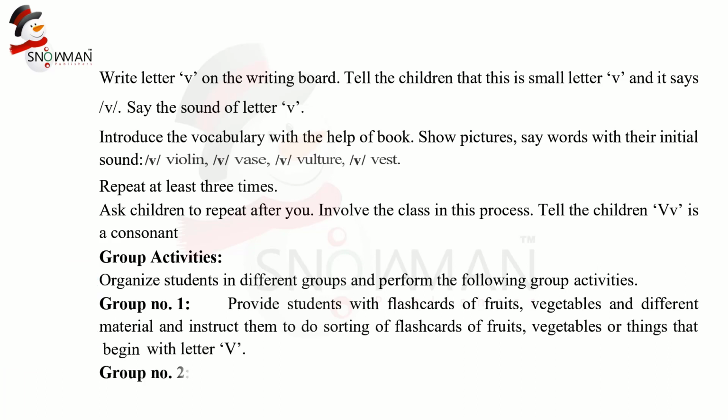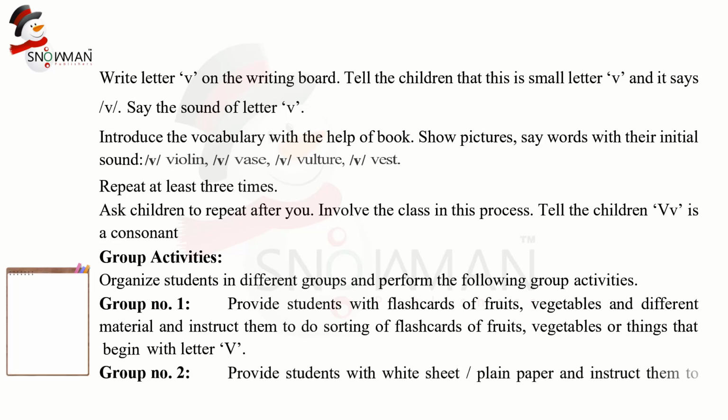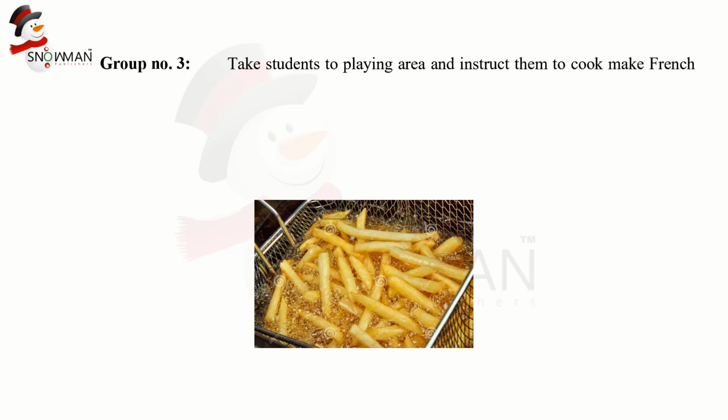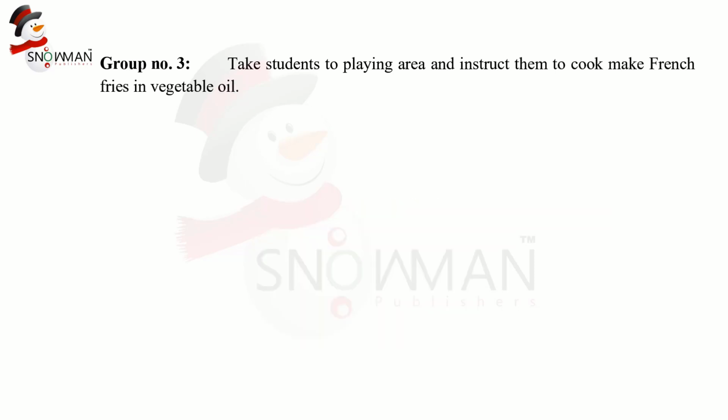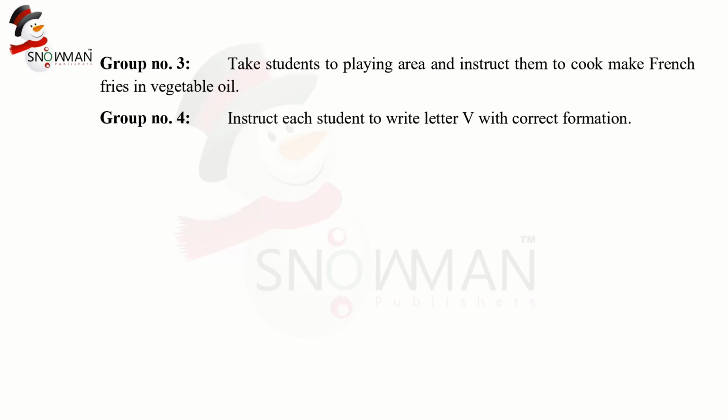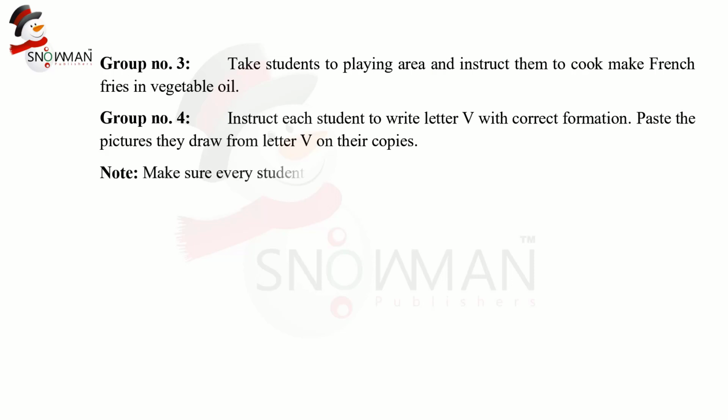Group number 2. Provide the students with white sheet or plain paper and instruct them to draw things that start with letter V. Group number 3. Take the students to the playing area and instruct them to cook some French fries in vegetable oil. Group number 4. Instruct each student to write letter V with correct formation. Paste the pictures they draw for letter V in their copies. Note: make sure every student performs the group activity.